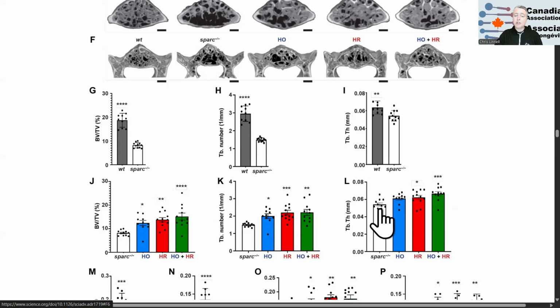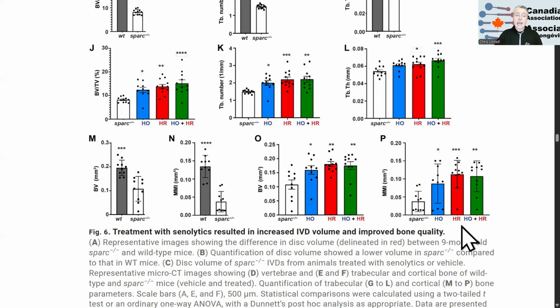And I and L shows trabecular thickness, with the spark mice having lower thickness than the wild type mice. However, yet again, this got improved following treatment. Ending with the cortical bone in M to P, once again, the volume was lower in the spark mice compared to the wild type mice, which got improved in O here, as you can see by the higher bars. But this time, the higher RG single dose group performed best.